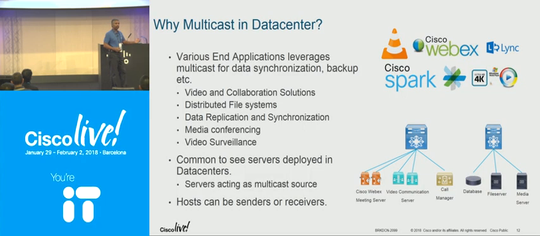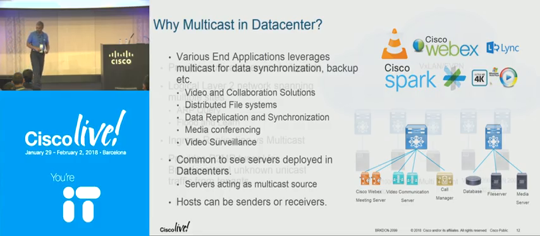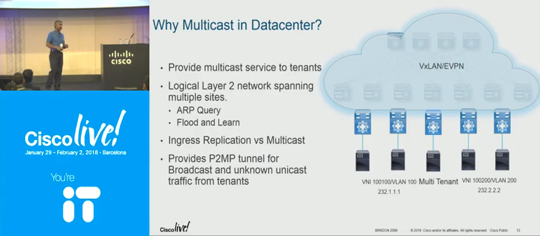The server could be residing within the data center. Or in case of data caching or data synchronization between different servers, the receiver in itself could be residing within the data center. So it's pretty common to see the nodes within the data center acting both as a server, which is like sending the multicast stream, or as receiver, which basically is like receiving the multicast stream.